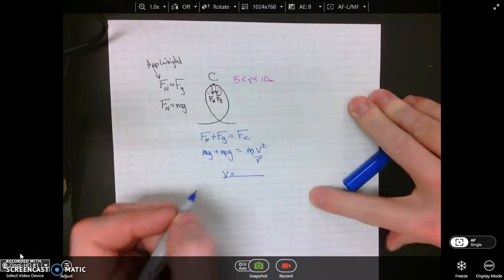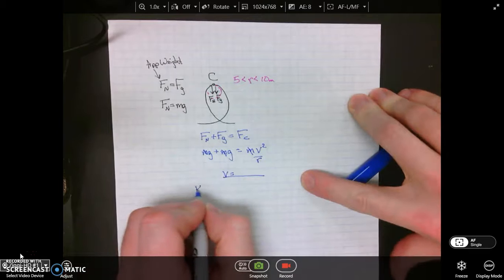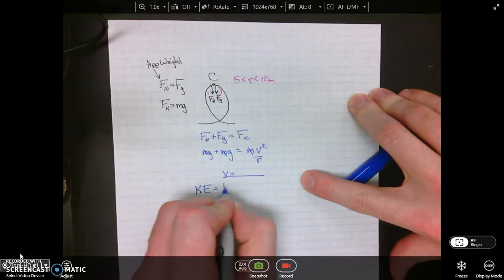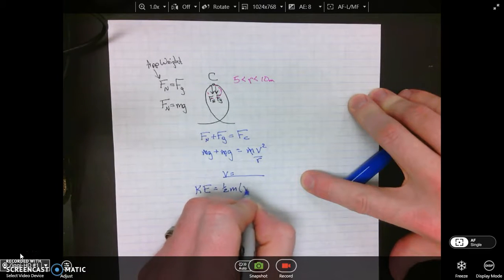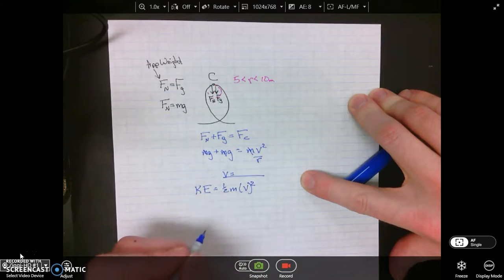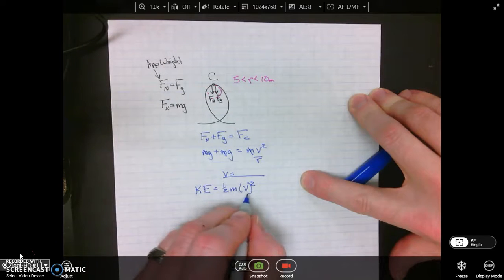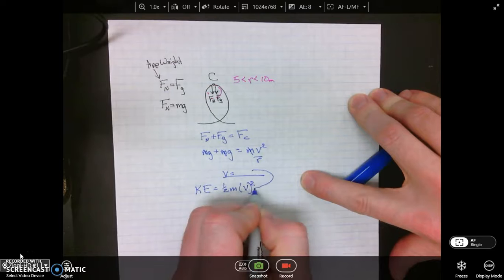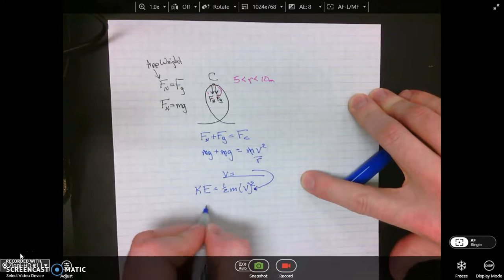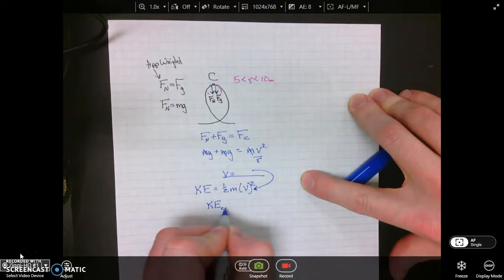Now, once you solve for the velocity, you can use it just like in the other parts to get the kinetic energy, 1/2 mv squared. Using that velocity that you found here, find the kinetic energy at point C.